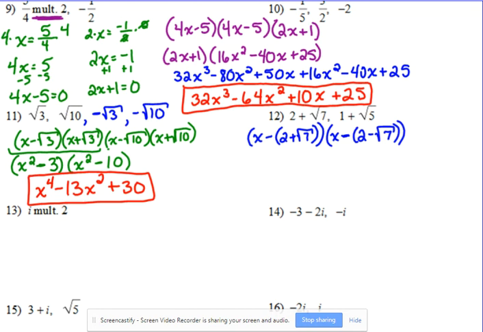Okay, let's just work this part out, and then we'll deal with the 1 plus the square root of 5. Let's do this. See how I have that extra set of parentheses in there? We're going to distribute that negative. So it's x minus 2 minus the square root of 7, dropping the parentheses, and then it's x minus 2 plus the square root of 7.